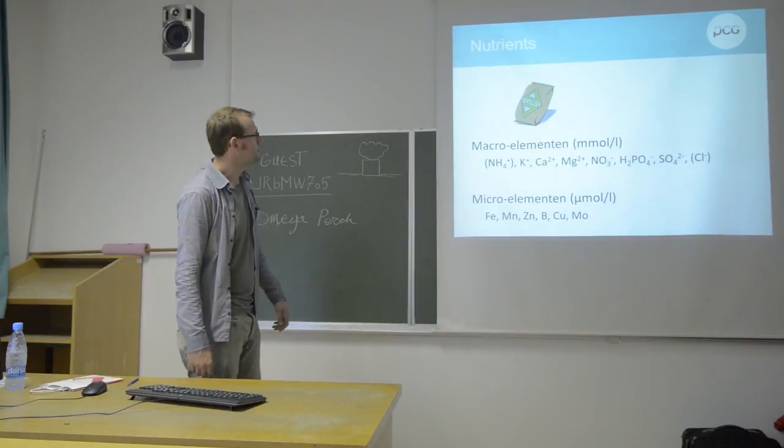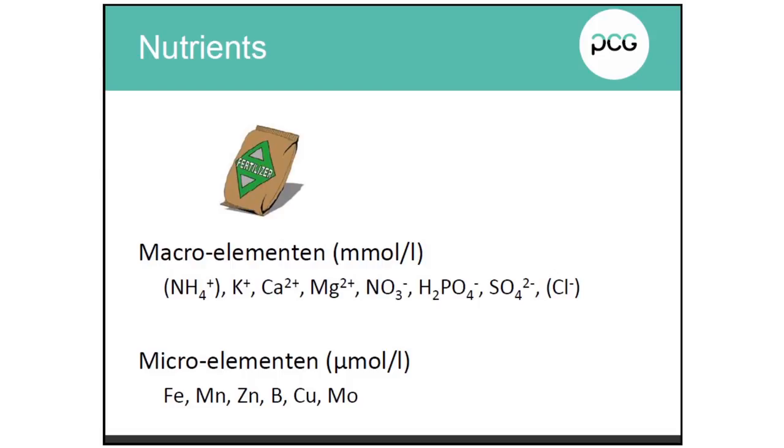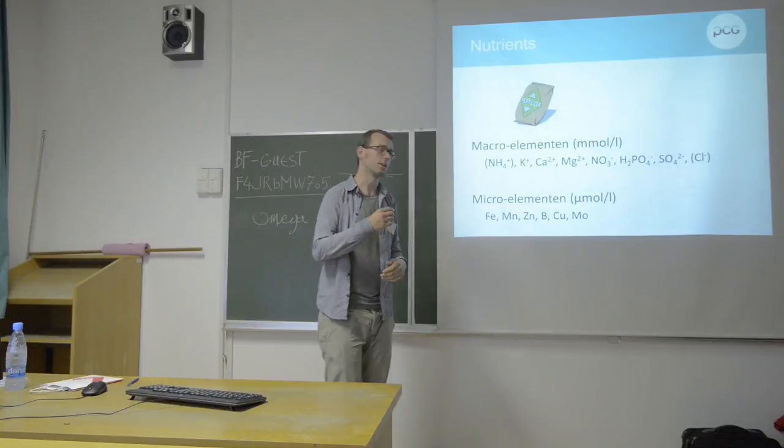We're talking about nutrients. This is a list of all the nutrients that plants need. They cannot do without these, unless of course the ones between brackets. The macronutrients are the nutrients that the plants need quite a lot of.